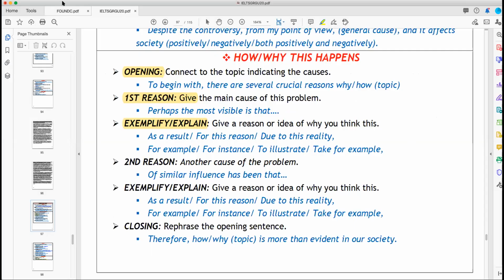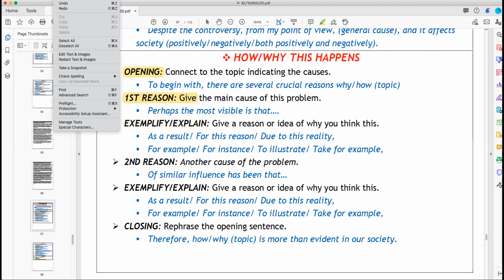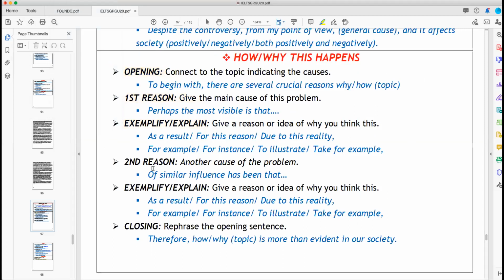So now we should get to the second idea. Then we will explain and exemplify, and then we will close this paragraph.